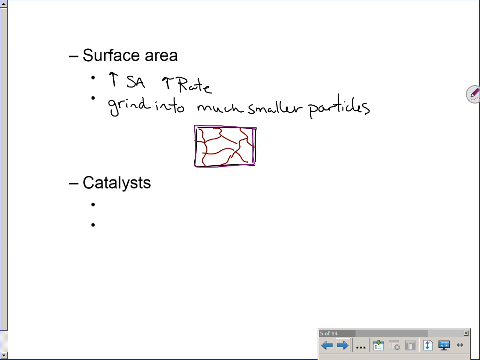Sorry. And we know a catalyst. You learned in biology that catalysts speed up a reaction. And catalysts speed up a reaction by doing a couple of things. They lower the activation energy, and they provide a meeting place for the reactants.